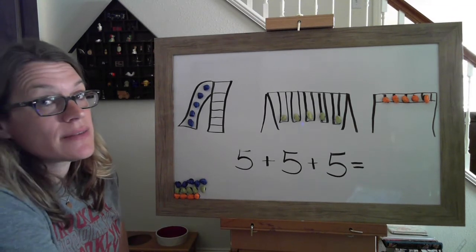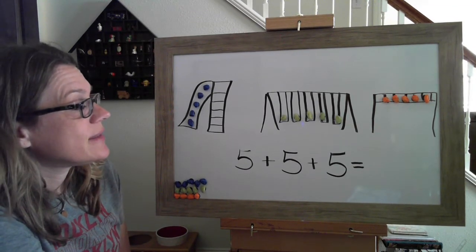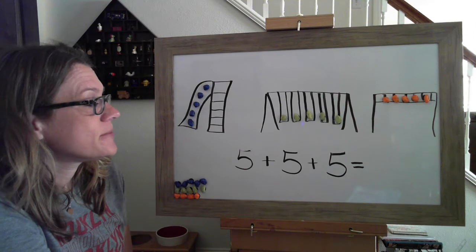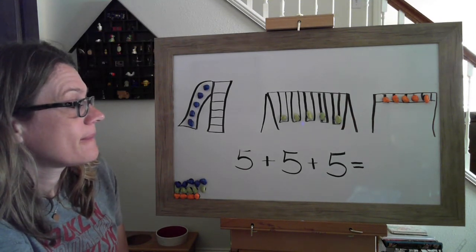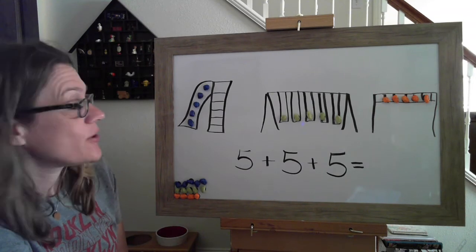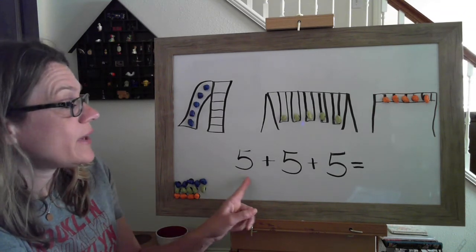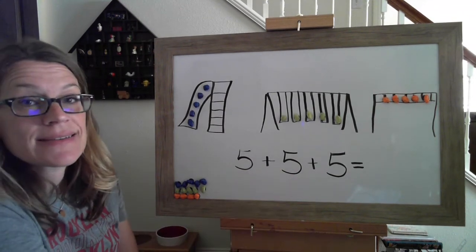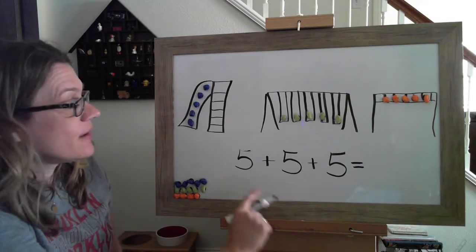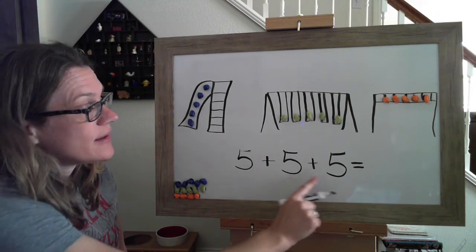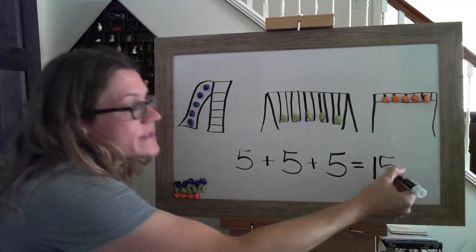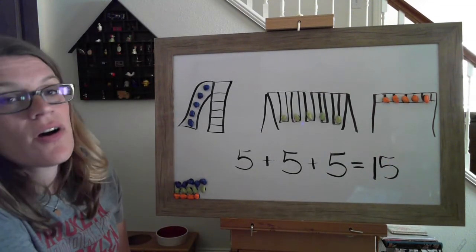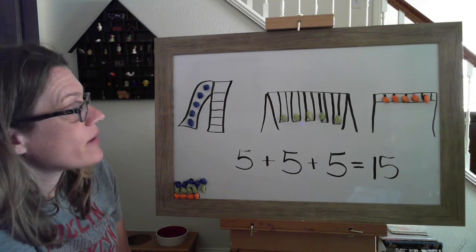So let's think about what strategy we're going to use to add these 3 add-ins together. I think you're right. We have 3 add-ins that are exactly the same. So I can skip count. 5, 10, 15. I have 15 seals all together playing on the playground.